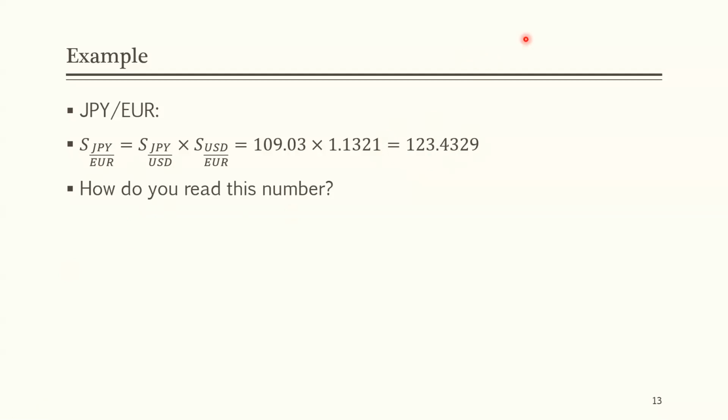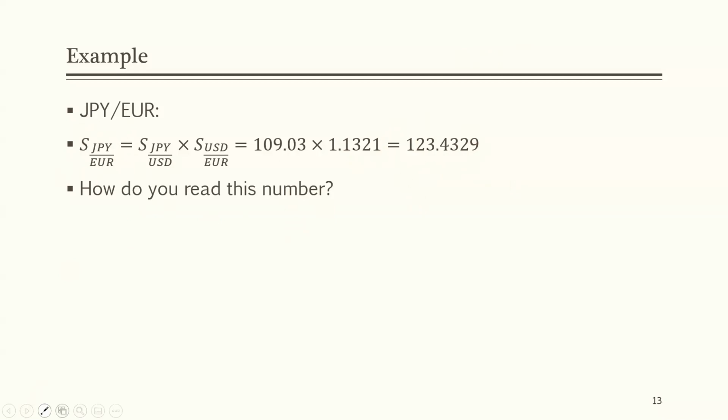Is the yen over the euro? Yes, exactly. And how do you interpret that number? So it will cost you 123.432 yen to buy 1 euro. Spot on, Leah. So this is exactly right, right? So 1 euro is equivalent to 123 point something Japanese yen.